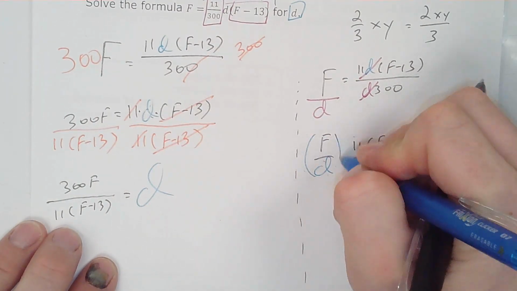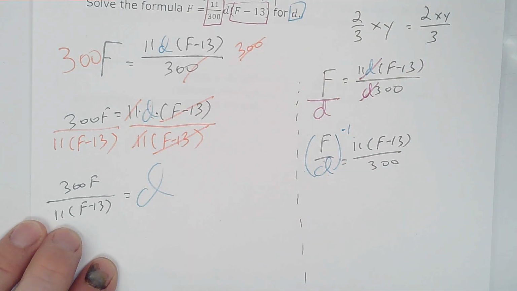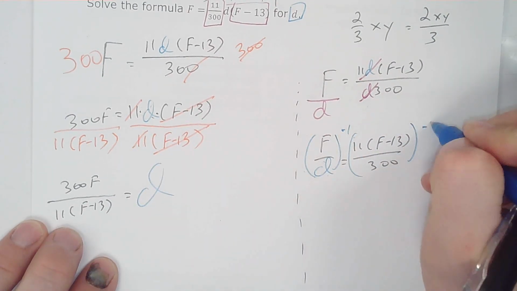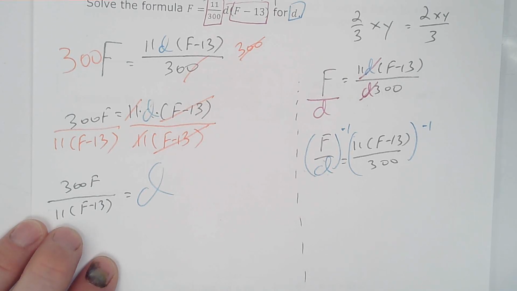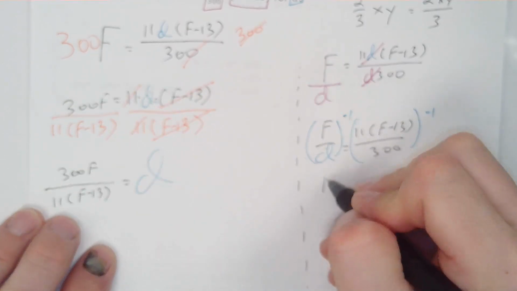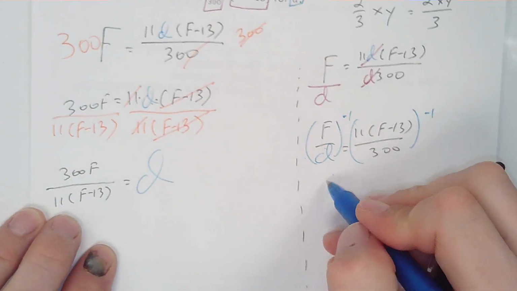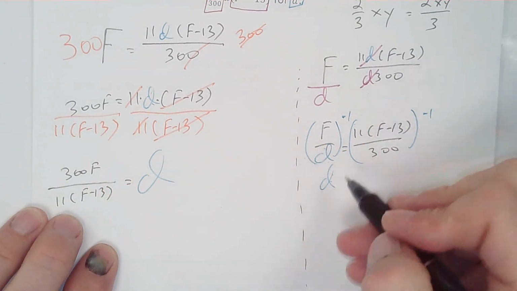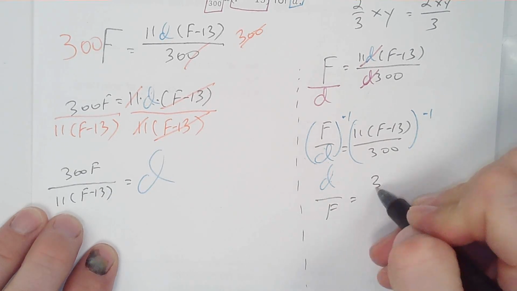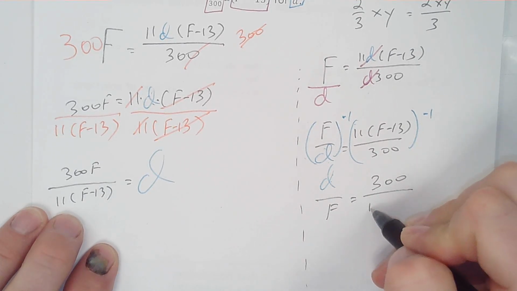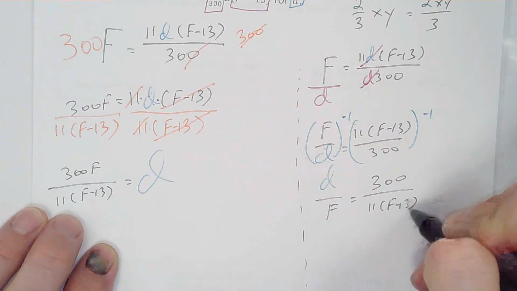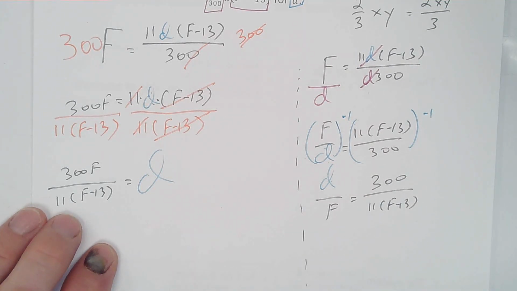You raise everything to the negative 1. I'm going to raise this to the negative 1. I do it to one side, I got to do it to both sides. So now I have D divided by F equals 300 times 11F minus 13. Man, that was pretty handy.